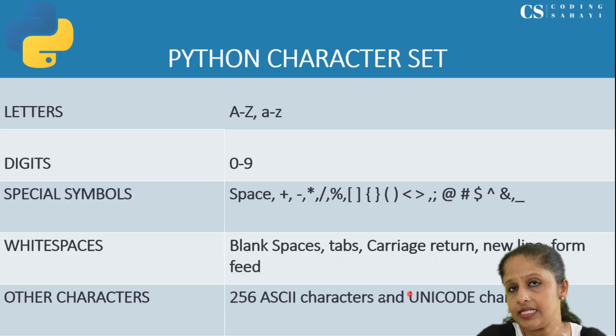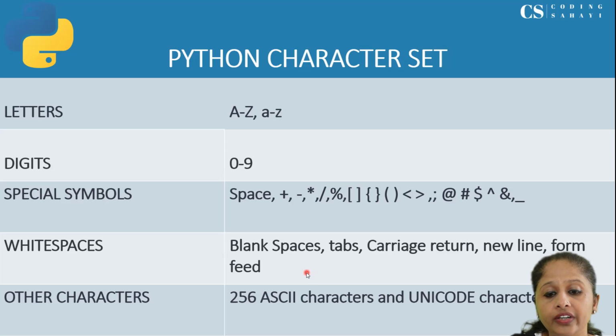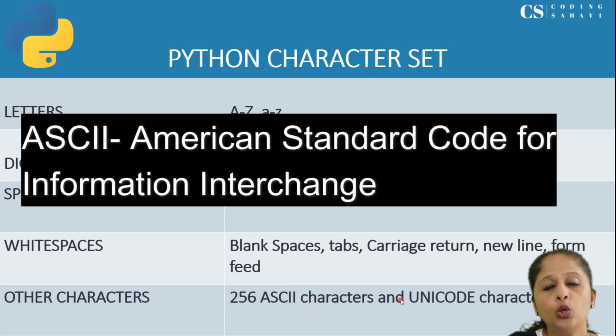Then form field, it is actually page skipping. So these are all white spaces. White space does not print any characters, so these are white spaces. Then we have ASCII characters, 256 ASCII characters are there. ASCII means American Standard Code for Information Interchange.